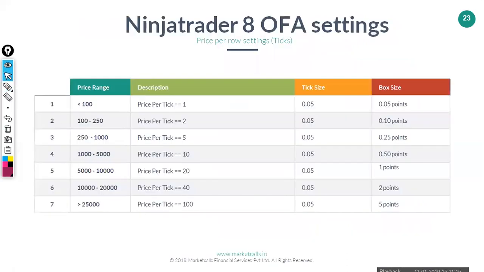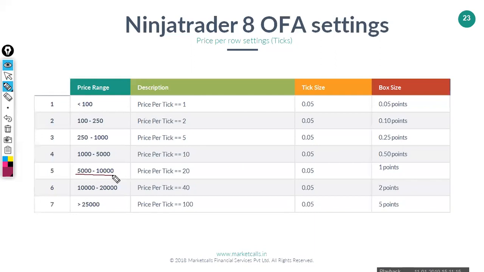So what are the ideal order flow settings? What is the ideal brick size I have to keep? Right. So if you ask me, here is the optimal tick size which you can keep for something like a Nifty.